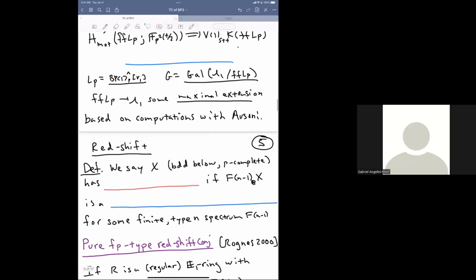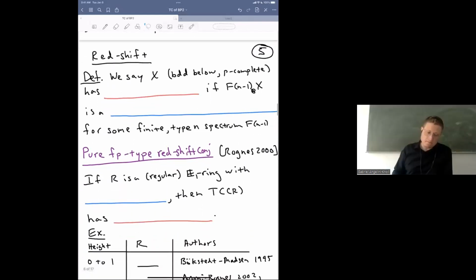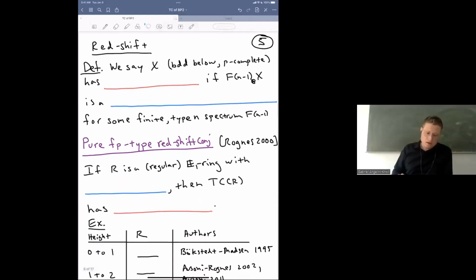There's also the story of redshift, which is rooted in these Lichtenbaum-Quillen conjectures at height 1. I want to phrase two versions of the redshift conjecture and say how they fit into this story. For the redshift conjecture, you always need some notion of chromatic height. The notions we will use today are the following.